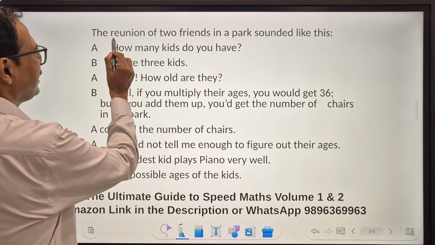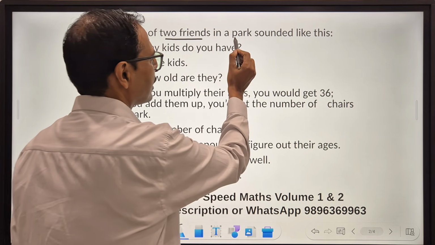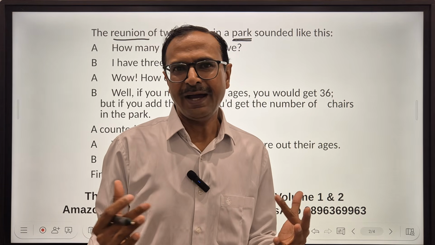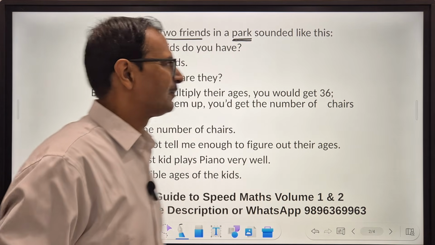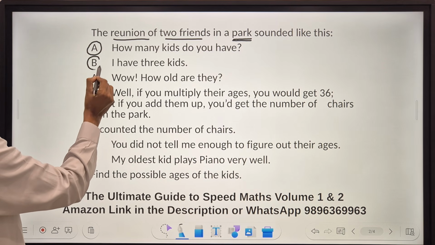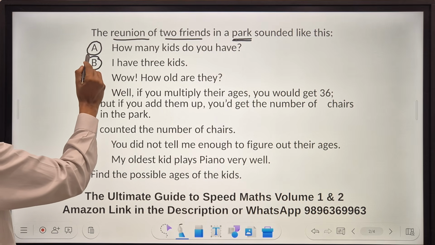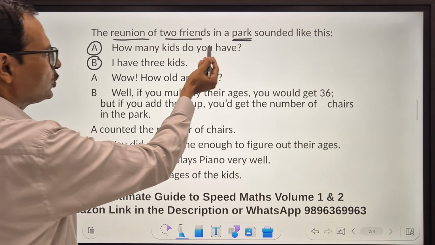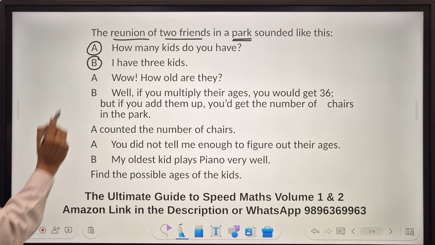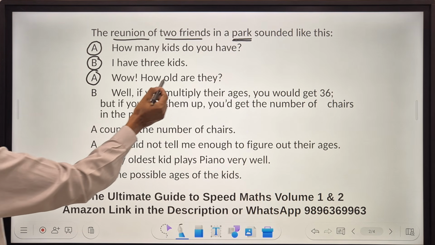So there is a reunion of two friends in a park. Okay. So they had a chat, and what did they discuss? This is the first friend A and this is the second friend B. A asked, "How many kids do you have?" So B replied that I have 3 kids. A said, "Wow, how old are they?"